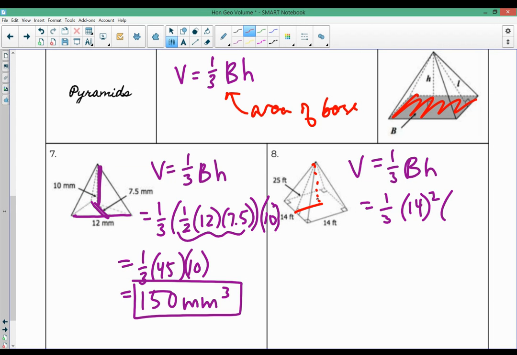So here's our right triangle. This is 7 feet. That's 25 feet. We need to find that. We know that's a Pythagorean triple. So I have a squared plus 7 squared equals 25 squared. Again, the 7 came from being half of the 14. So if I do 25 squared minus 7 squared, take the square root of that, that gives me 24. So that's the height.